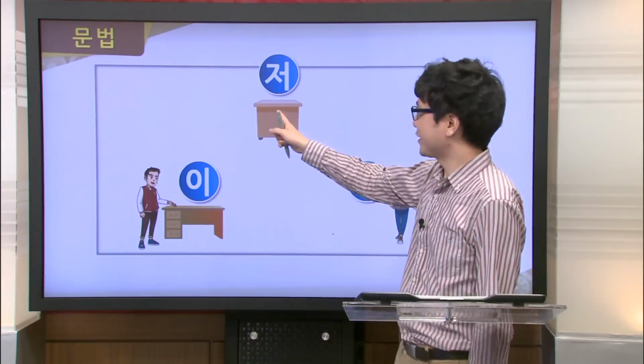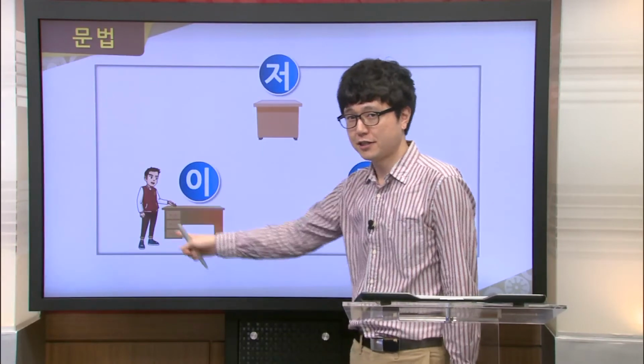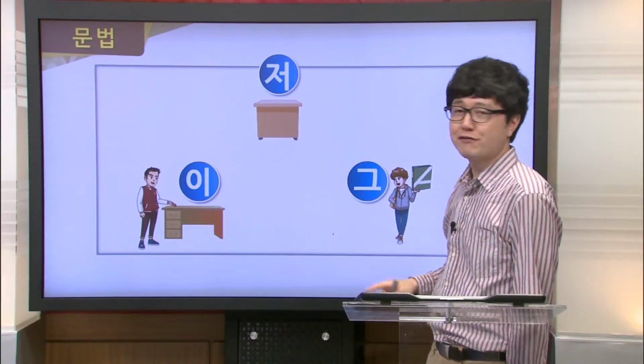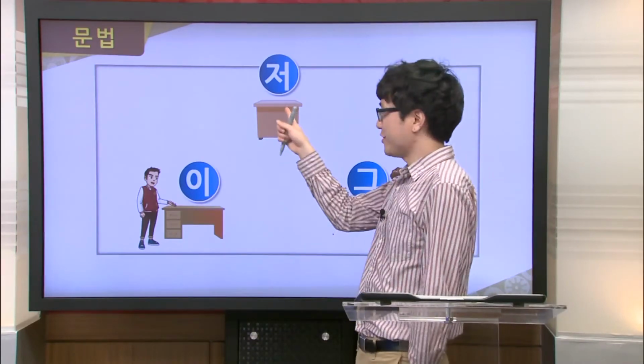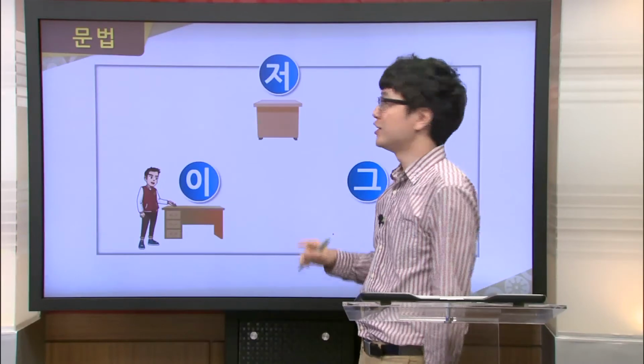Lastly, if you look at the table here, this table is far from both Junsu, the speaker, and his friend, the listener. So how would he refer to that table over there? He would use the word 저 and say 저 table.